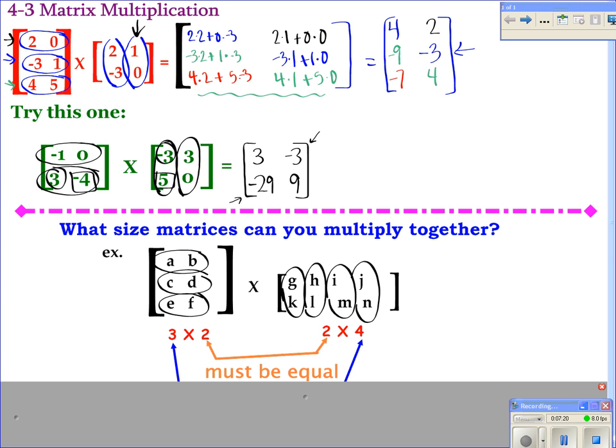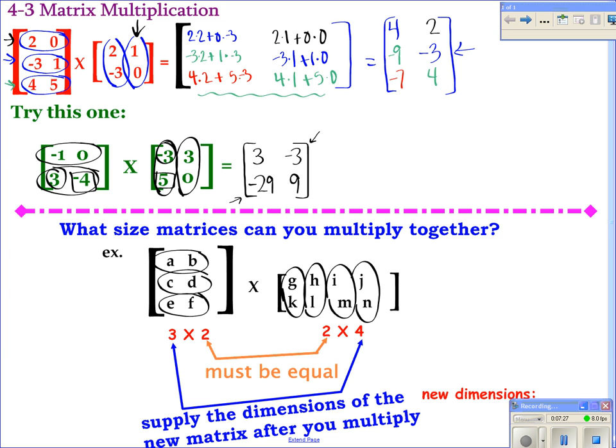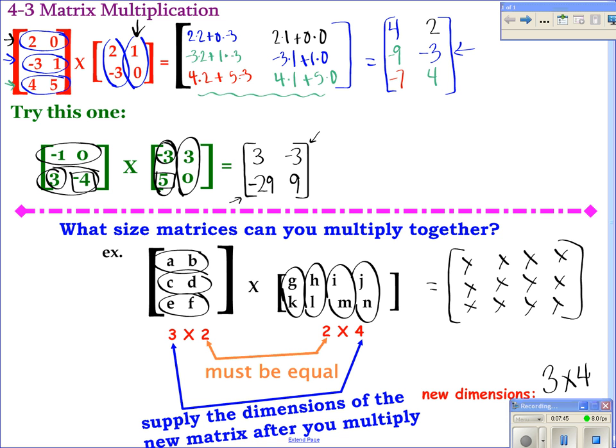Now the outside numbers help us to figure out what our answer is going to be. The outside numbers tell you what the dimensions are of your answer. So our matrix that we get for an answer here will have 3 rows and 4 columns. So you'll automatically know how many you're going to get in your answer by those outside 2 numbers. Questions?